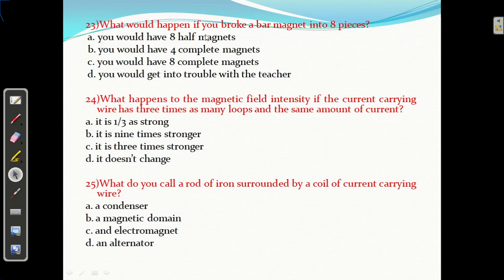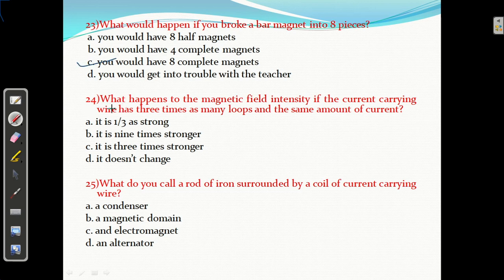What would happen if you broke a bar magnet into 8 pieces? When we break the magnet, each piece again becomes a magnet, but the strength is reduced. You would have 8 half magnets? No. You would have 4 complete magnets? No. You would have 8 complete magnets? Yes, this is the correct answer, C.